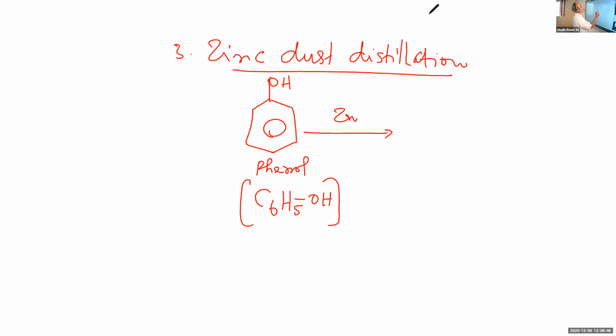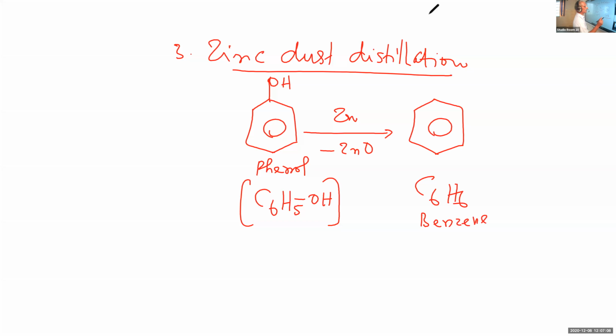Oxygen is removed as ZnO. ZnO is a product, and I am writing only the important product, C6H6. Benzene is formed. And the reaction is called zinc dust distillation of phenol. The oxygen is removed with the formation of benzene.